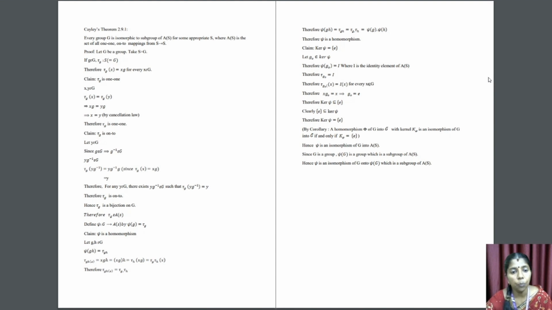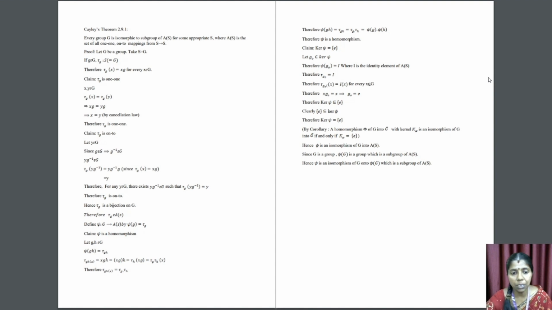Now we have proved that tau_g is 1-1 and onto. Therefore, tau_g is a bijection. So, tau_g belongs to A(S), that is, A(S) is the collection of functions satisfying 1-1 and onto. Therefore, tau_g belongs to A(S). Now we define psi from G into A(S) by psi(g) equals tau_g.